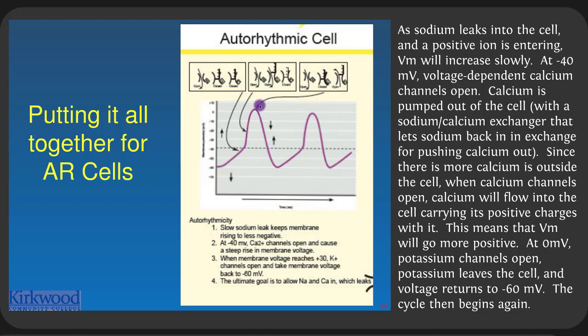Again, that's because there's more calcium on the outside of the cell, so when calcium channels open, calcium flows into the cell carrying its positive charge. That means the VM will go more positive. At around 0 millivolts, the voltage-dependent potassium channel is open, potassium leaves the cell, and voltage returns to negative 60. The cycle then begins again because those sodium leak channels are still open.